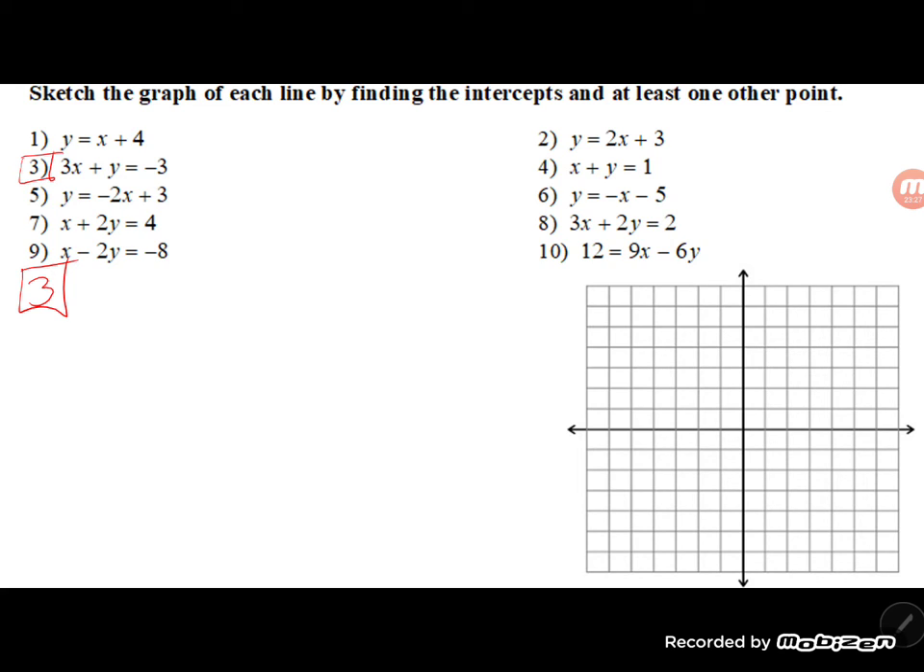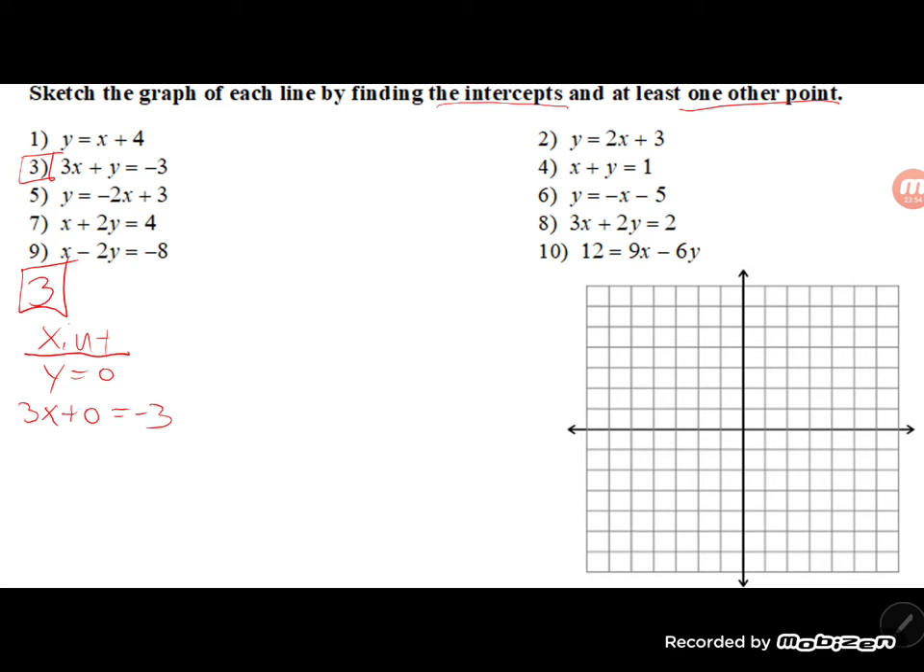And so, remember, same deal, so the instructions are still the same. We need to find the intercepts, we need to find one other point. So we're going to find our x-intercept, and we know for the x-intercept, y is always going to be equal to 0. So we'll take that equation, we have 3x plus 0 is equal to -3.